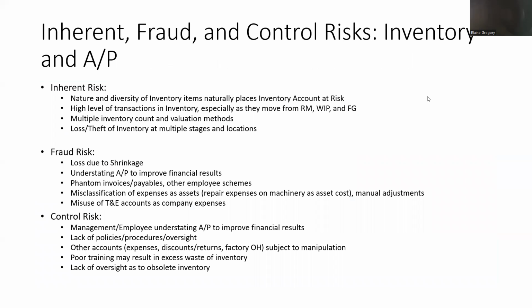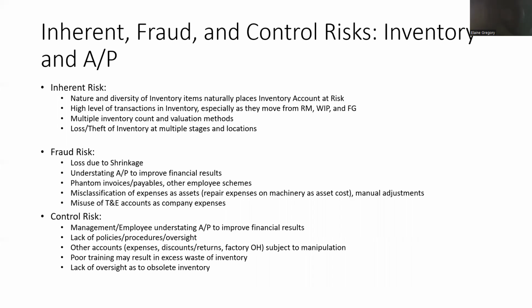Now, there's, again, a number of inherent fraud and control risks when we're thinking about inventory and accounts payable. This isn't all of them. So again, always look to your text for more complete information. Under the inherent risk, the nature and diversity of inventory items places the inventory account at risk. You have items that are sitting, probably if you are a manufacturing company, in 3 different buckets. So as an auditor, you have to look in all of those buckets for the inventory.